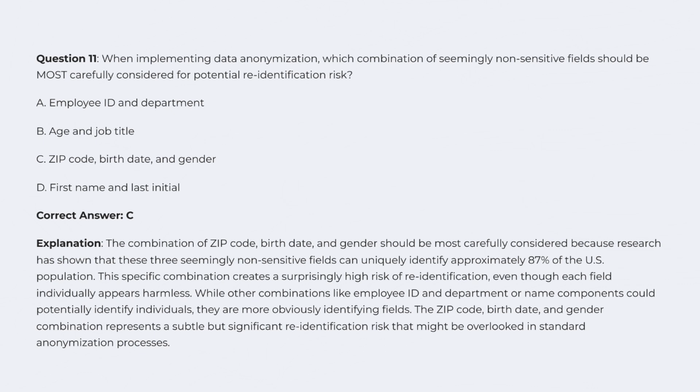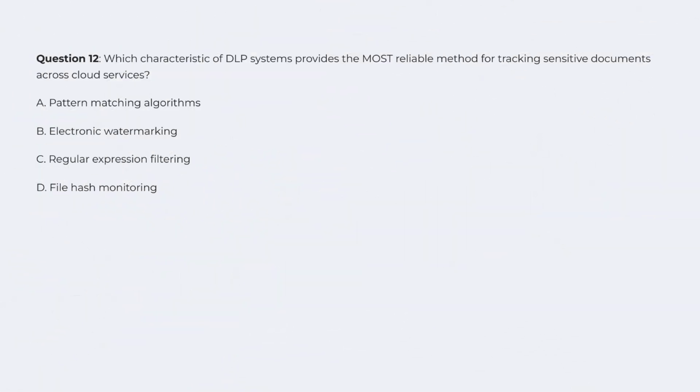Question 12. Which characteristic of DLP systems provides the most reliable method for tracking sensitive documents across cloud services? A. Pattern matching algorithms. B. Electronic watermarking. C. Regular expression filtering. D. File hash monitoring.